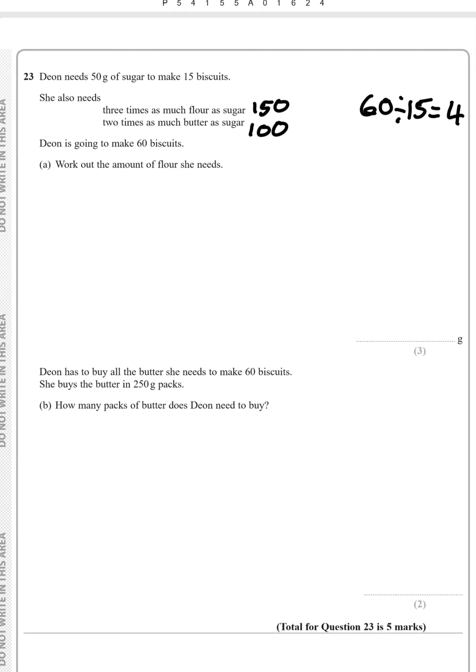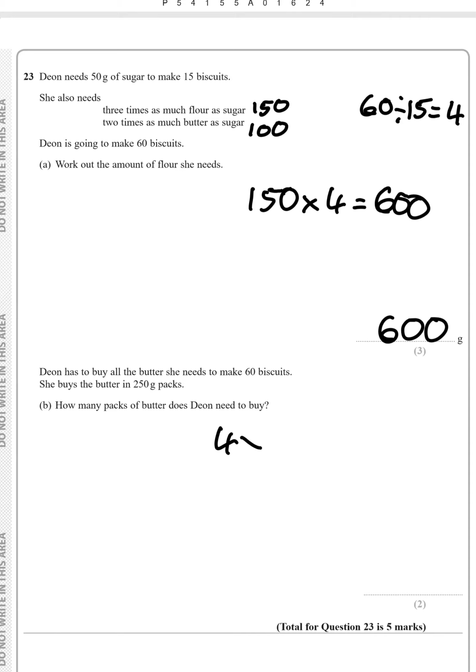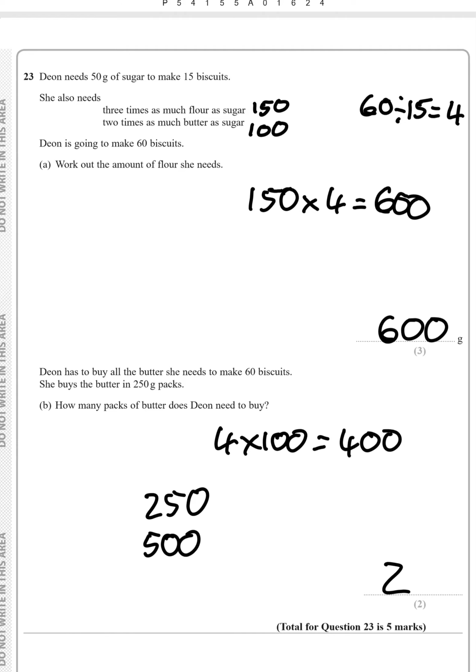So we need to do 4 times 150, which is 600. So 600 in total. She now needs to buy butter. She needs to make 60 biscuits. So we need 4 times 100, which is 400. Now each pack is 250. So 250, double that, 500. So actually she's going to need 2 packs.